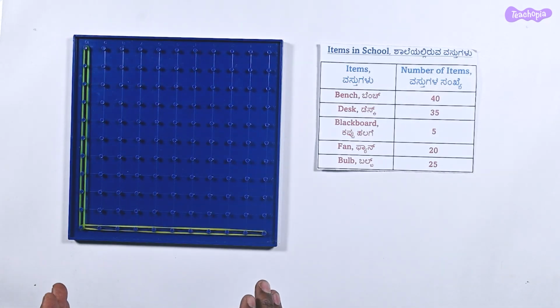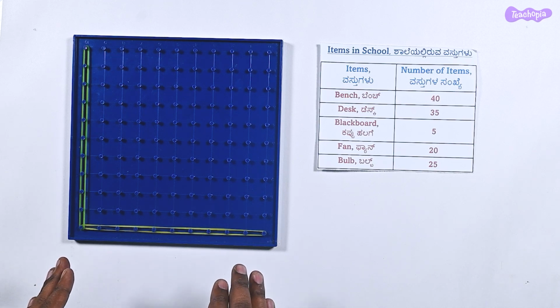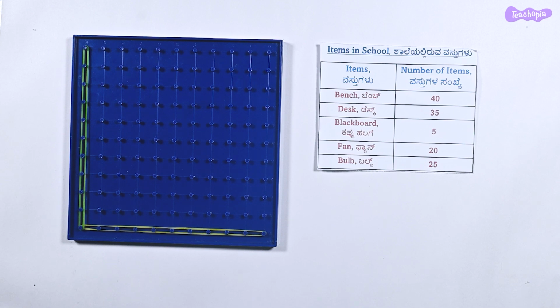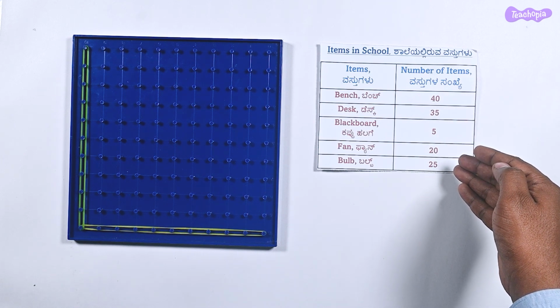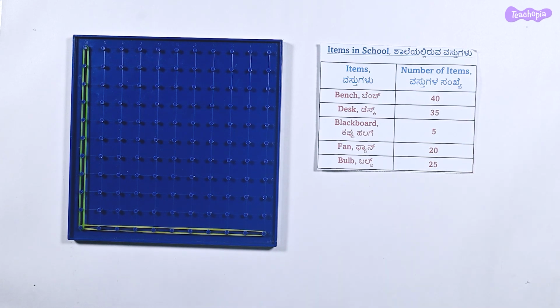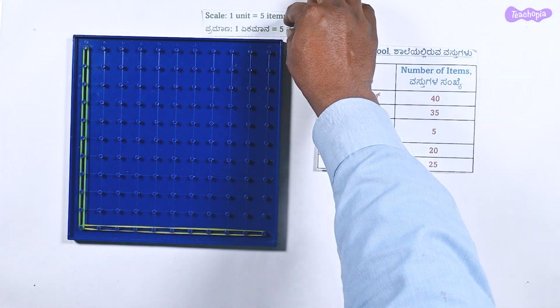After creating these axes, now I'm going to represent the scale for this bar graph. Let's now decide the scale. As all the numbers are divisible by 5, I'm considering one unit as 5 items. So I'm keeping the scale here at the top.